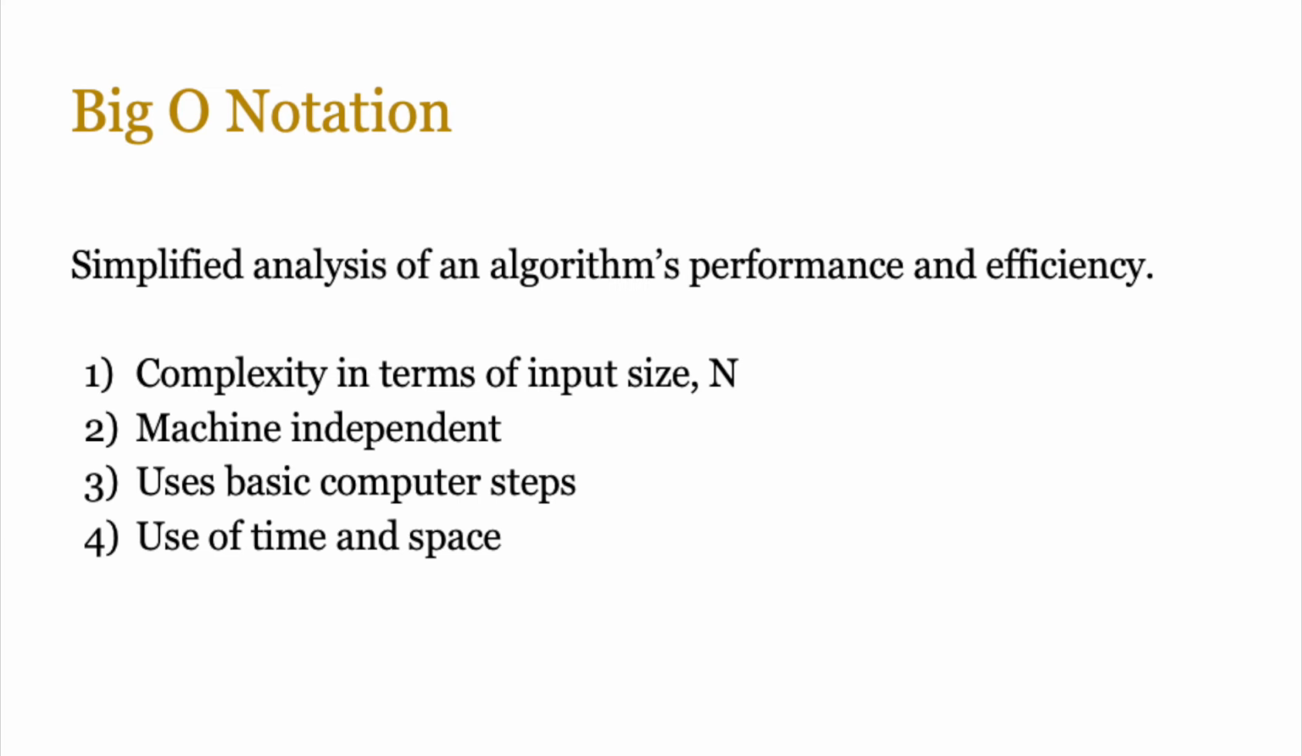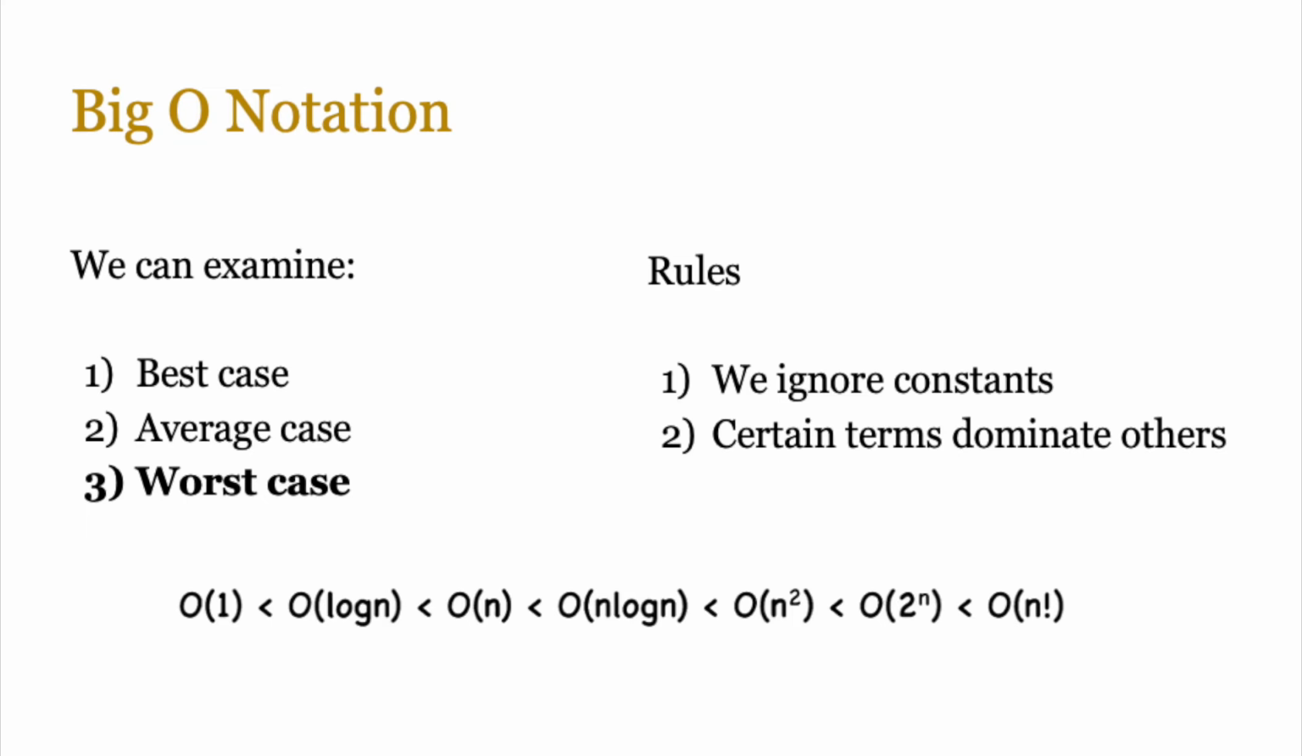Now, Big O notation focuses on the worst case scenario. Of course, algorithms could have a best case scenario. If a list is almost sorted, then certain algorithms won't take that much time or memory to process that list. Or it could have an average case scenario or a worst case scenario. For example, you could have a list which is reversed and an algorithm takes a lot longer to get it sorted. So the rules in Big O notation are that we ignore any constants and certain terms dominate others. On the bottom of the screen, you can see how the order is.